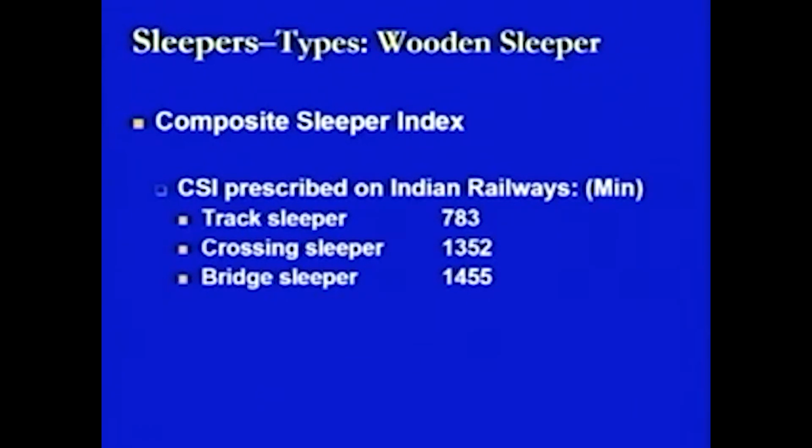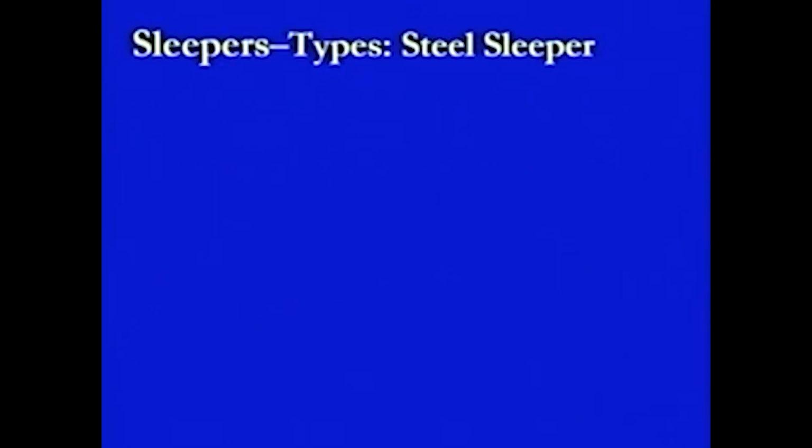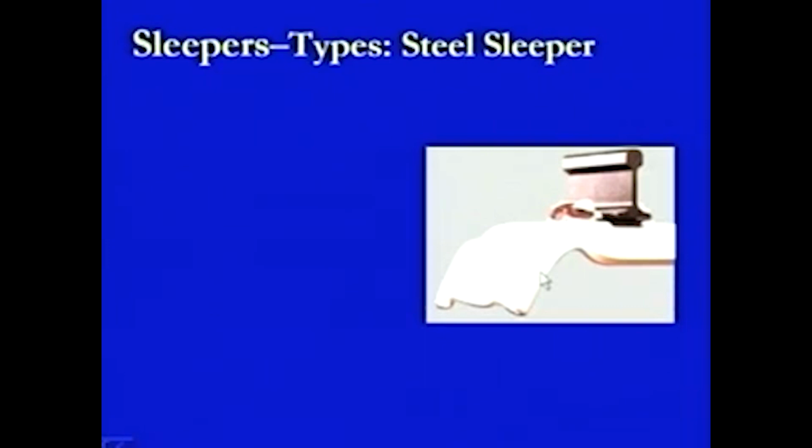And the values of this composite sleeper index are different for different locations. In the case of track sleepers, this value is prescribed as a minimum of 783, whereas for crossing sleepers it is prescribed as 1352 as minimum again, and for bridge sleepers it is 1455. So, more strength is required towards the bridge sides or towards the crossing sides as compared to the normal condition of track. Now, coming to another type of sleeper, that is the steel sleeper.